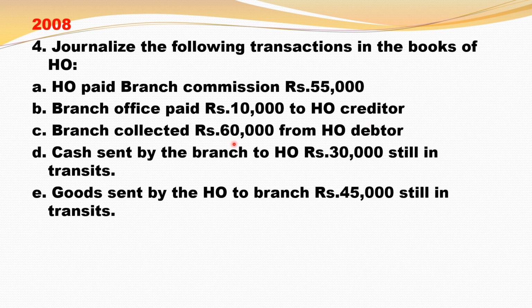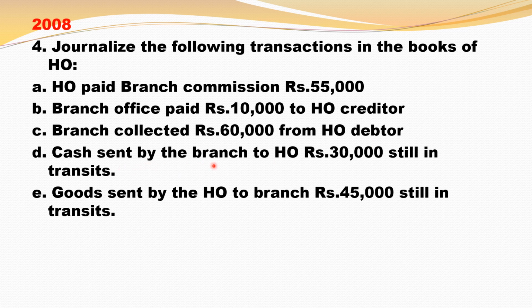Branch collected 60,000 from head office debtor. So branch has received from debtor. So debtor is a giver, branch is a receiver. So branch account debit to head office debtor.